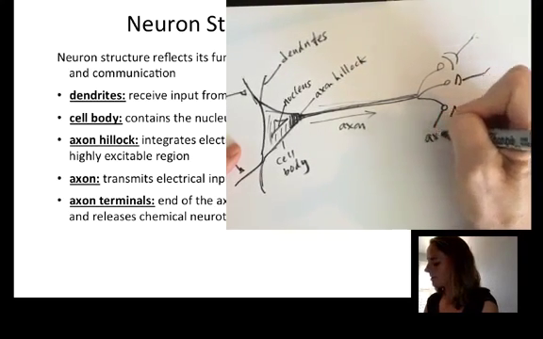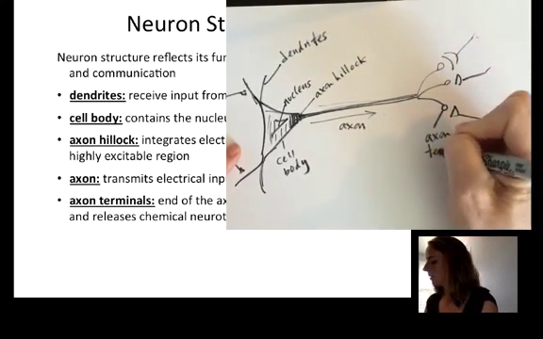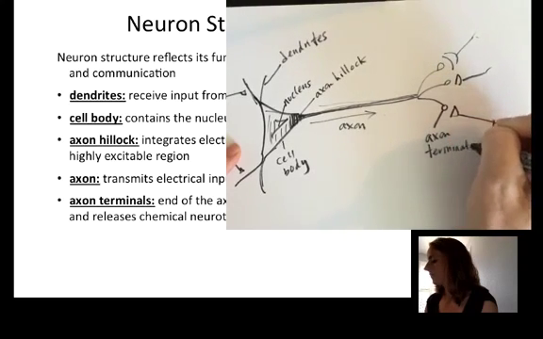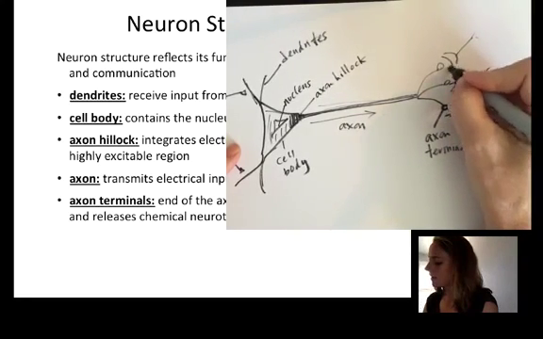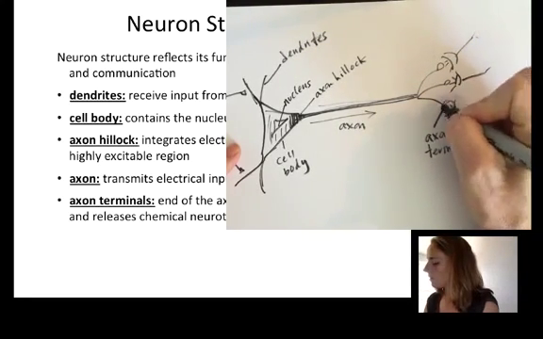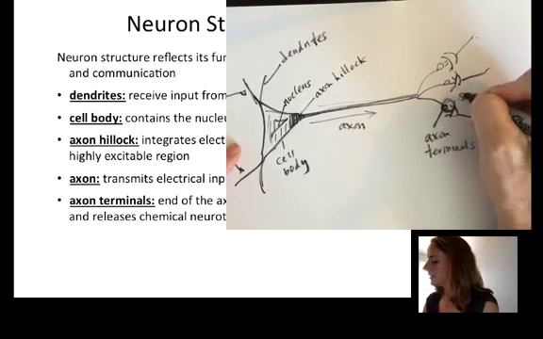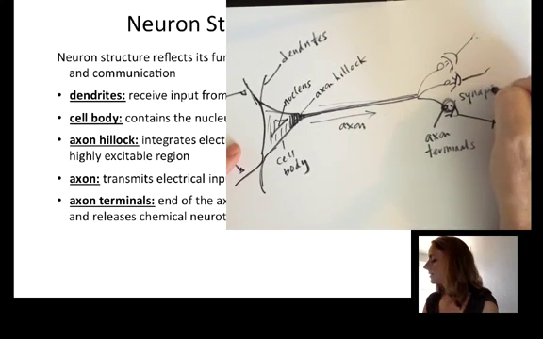At the axon terminals. Where the axon terminal contacts dendrites or cell bodies of other cells, we call those connections synapses.